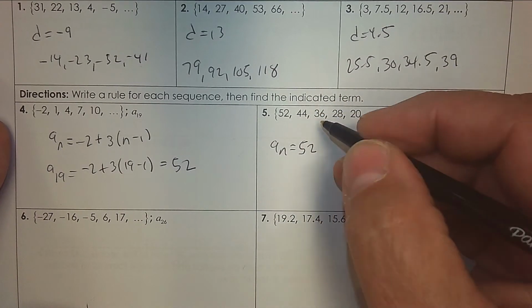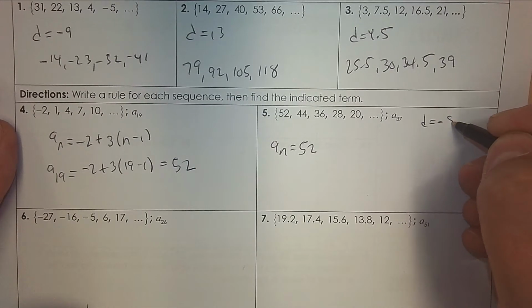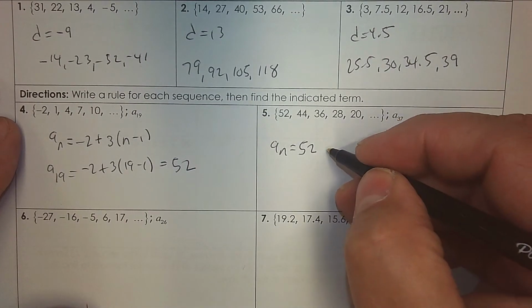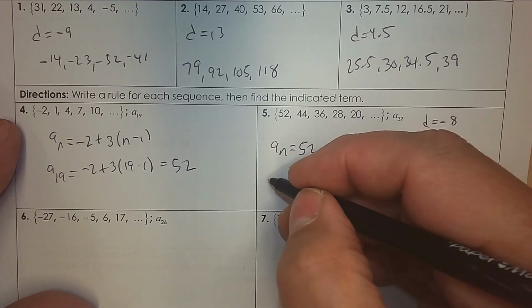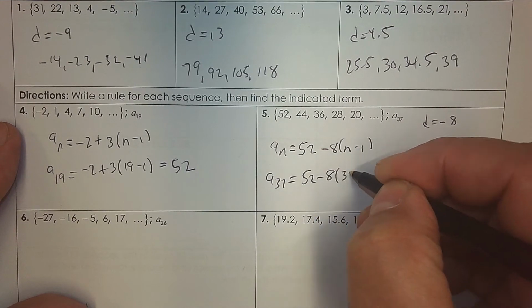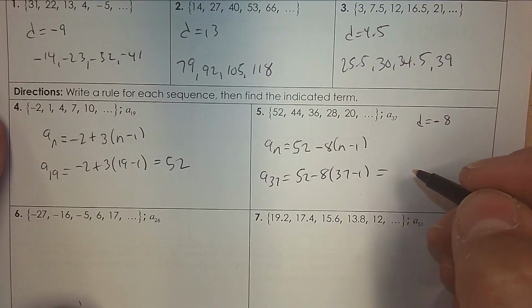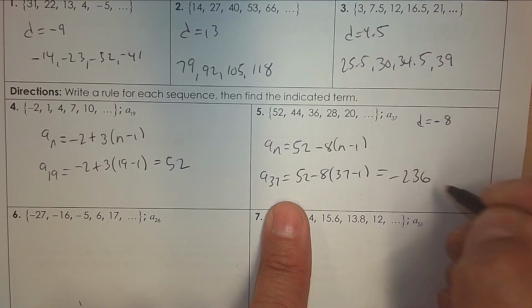The common difference, we're going down by 8. So it's negative 8 and then n minus 1. And then I want to find the 37th term. So 37 take away 1 times negative 8, add 52, and you get negative 236.